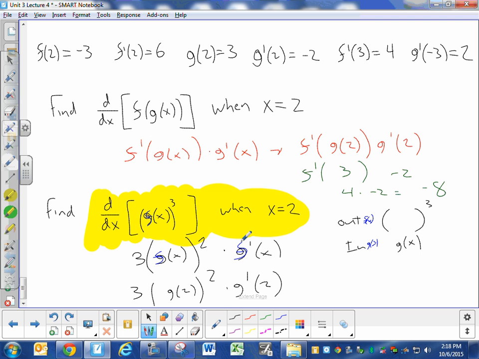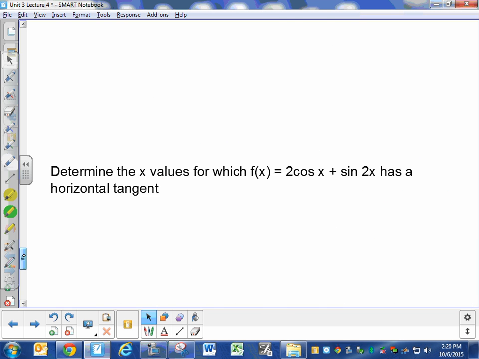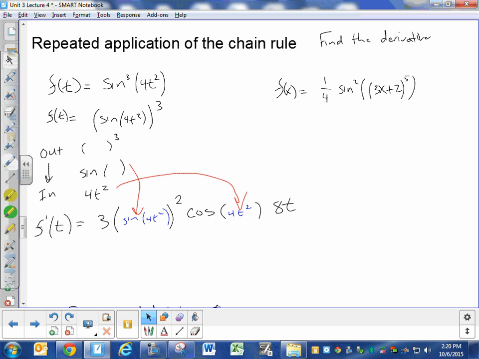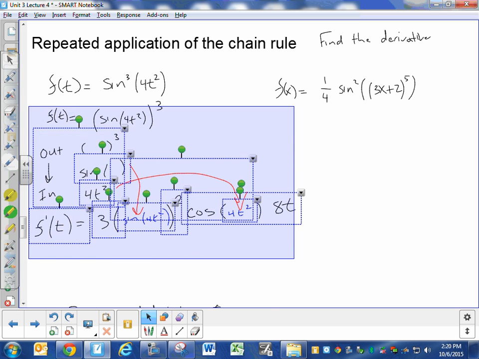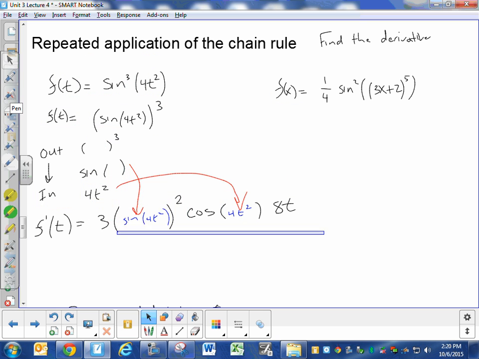Okay, I'll do a couple more problems on the video. Okay, going back to the composition of 3 functions, let's go back to this. This is another repeated application guy. Let me shrink this.